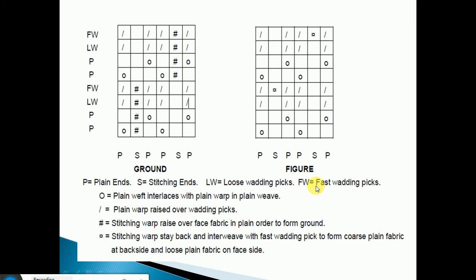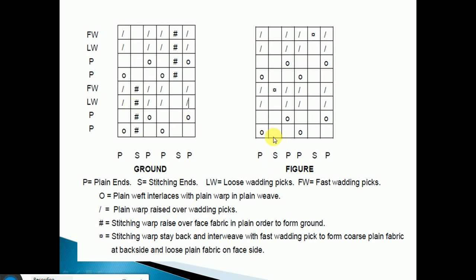Okay, so these are the basic views of figured pique. Sometimes an exam question may ask you to draw the basic diagram of figured pique. So this is the basic diagram. In this one is ground and another one is figure. What is the ground? Ground is formed by the interlacing of stitching end with the plain face fabric. That area of the fabric will form the ground.